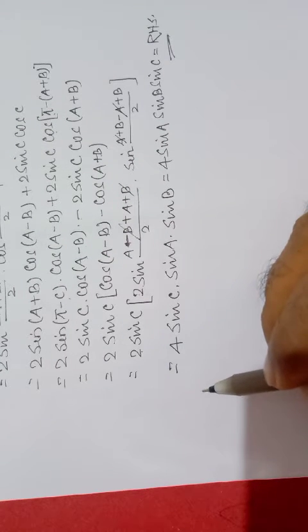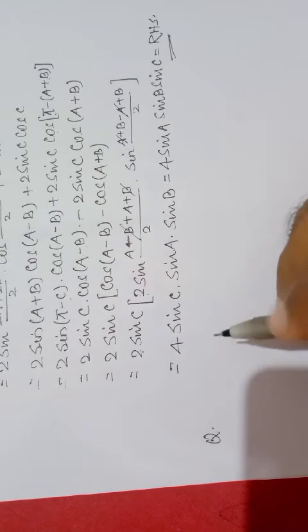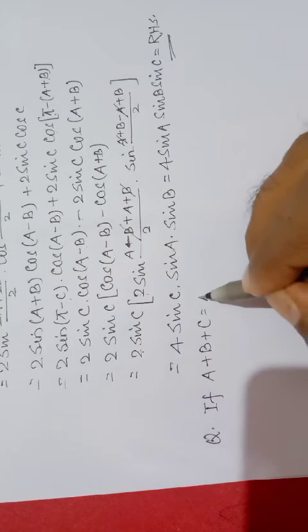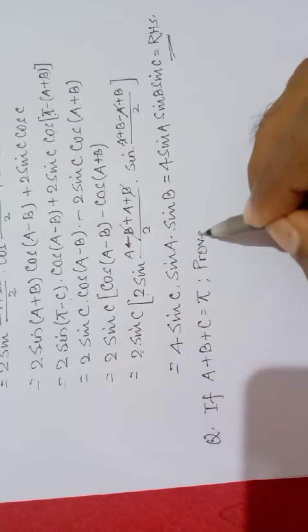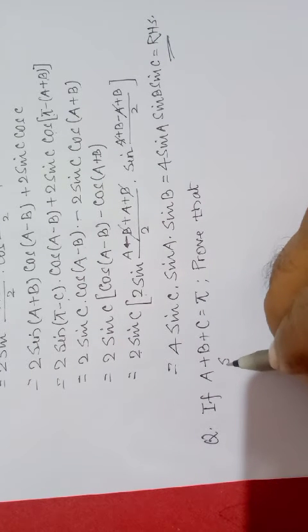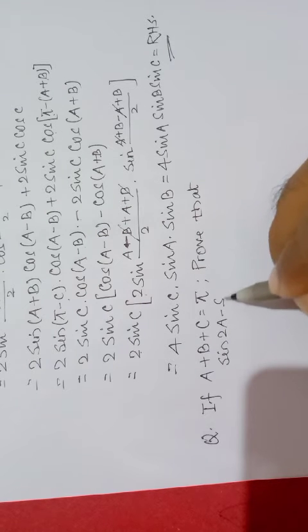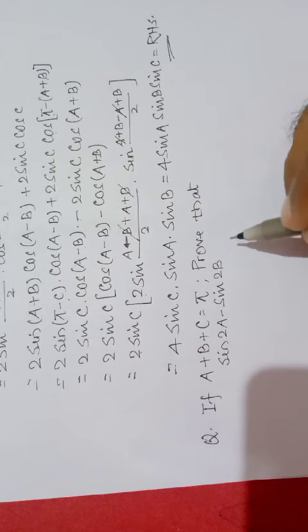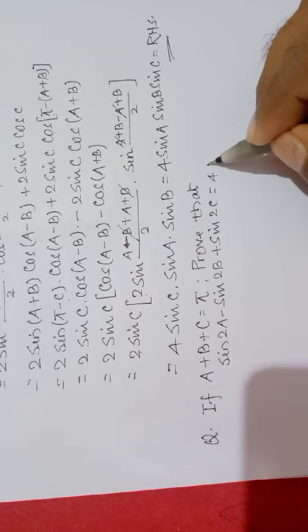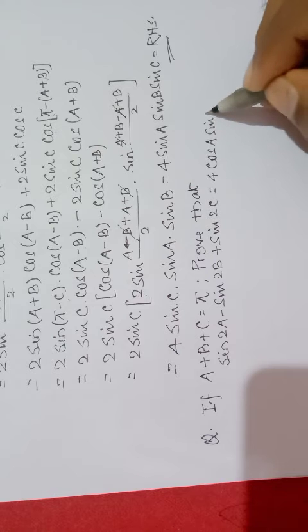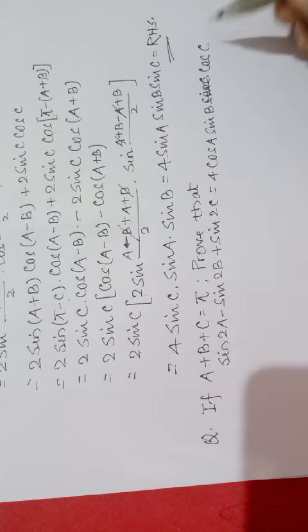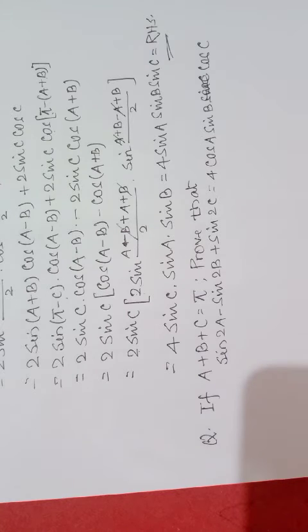Write down the next question. Your next question is, if A plus B plus C is equal to pi, then prove that sine 2A minus sine 2B plus sine 2C is equal to 4 cos A into sine B into cos C.